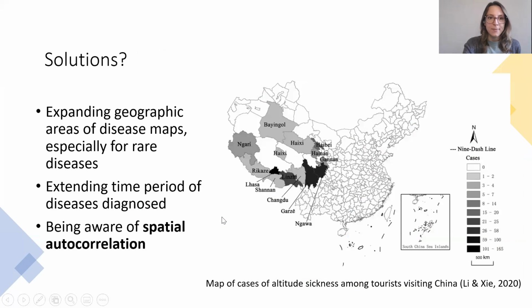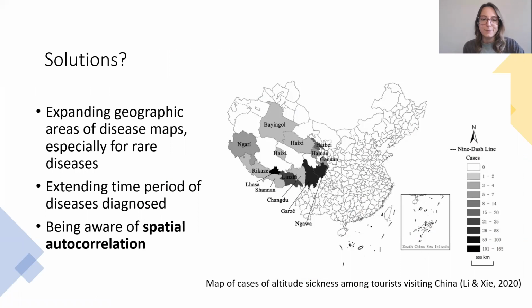Now, what are some potential solutions? How do we address these things? Well, one way would be to expand those geographic areas. That's why we tend to avoid doing health maps at the neighborhood level, because it's so prone to these types of issues, small numbers problems especially. Another way to do it would be to extend the time period of the map. So instead of looking at only 1 year, maybe you would look at a 5-year period and sum all the cases of that disease over the course of those 5 years, just so that you collect more cases to actually map out.